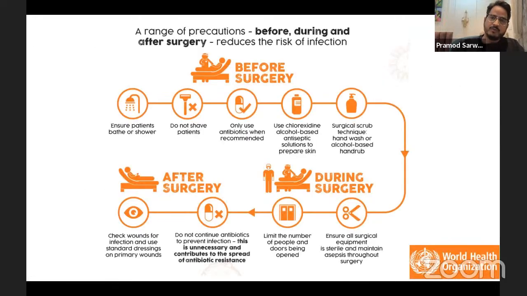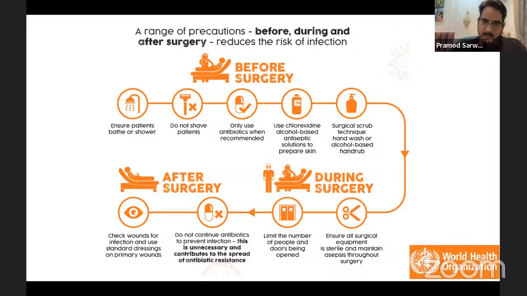And that's why WHO has proposed a range of precautions before, during, and after surgery to reduce surgical site infection. So we'll dig a little deeper into it. We ensure patients bathe before surgery to remove any particulate or contaminant matter, because most surgical infections are from endogenous flora. So it removes the particulate matter on which these bugs are adhered to.